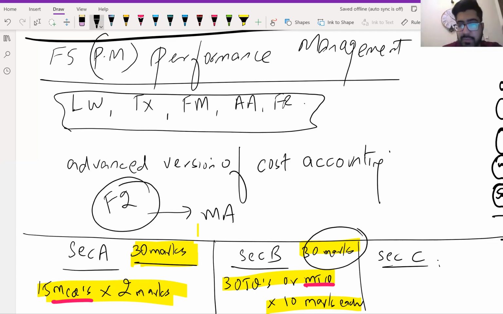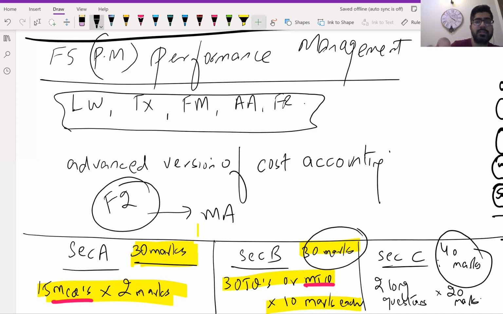Whereas Section C's worth is 40 marks and it has 2 long questions, and each long question's worth is 20 marks. So 2 long questions of 20 marks, it is 40. Now these long questions have to be answered on either Word or spreadsheet. We will teach you how to answer questions on Word and spreadsheet. Okay, so this is the paper pattern. If you want to copy, you can copy this paper pattern.